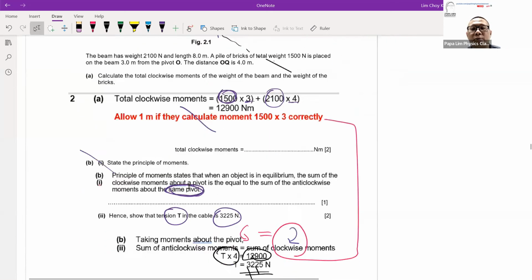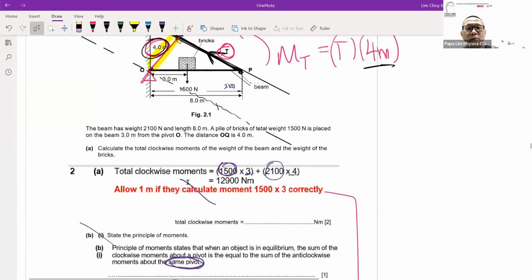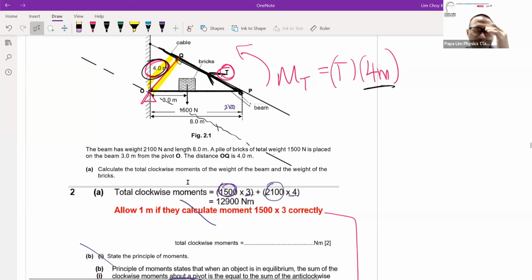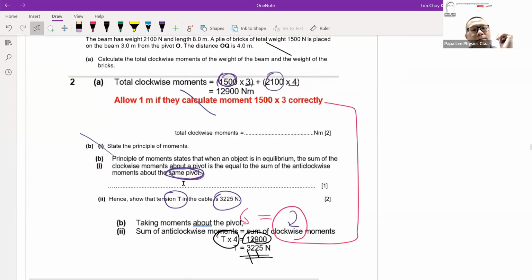If you need to know more about it, or if you have forgotten about it, look at my chapter 5 moments, principle of moments. I have a video on it to show students how to find the perpendicular distance. It's just a technique that we have to be familiar with.